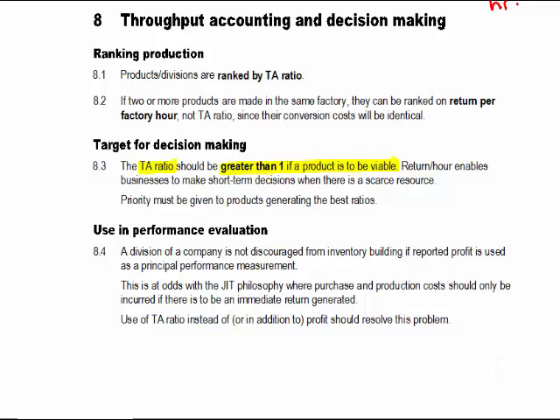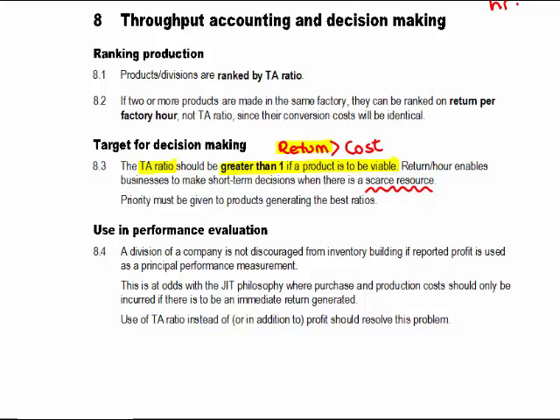So how can we use throughput accounting for decision making? Well, we've mentioned already that we need this TA ratio to be greater than 1. In other words, that the return is going to be greater than the cost. Now, when we've got scarce resources, we need to prioritize those products that are going to give us the best return for each unit of scarce resource that we've actually got. And we're going to be looking at that later on.